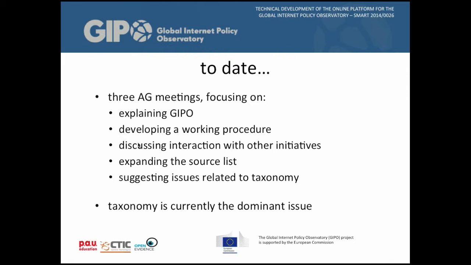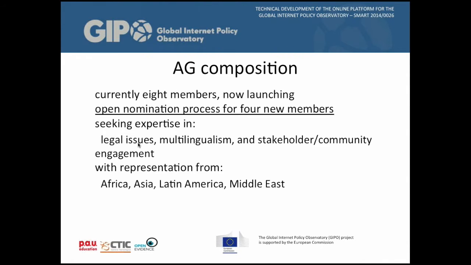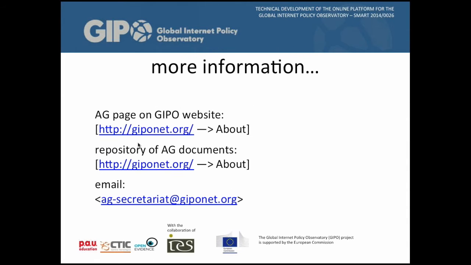There have so far been three AG meetings, and in the first three meetings, a lot of the things we focused on have been explaining what GIPO is about, trying to explain to the AG, from our own perspective, what GIPO is going to do. We've been using the time in the first few meetings to develop a working procedure. Our mode of operations is published now online. And because of who the AG members are, we've been discussing interactions with other initiatives, which is a recurrent topic that we've heard quite a bit about today and will continue to hear about in the different webinars organized by Open Evidence.